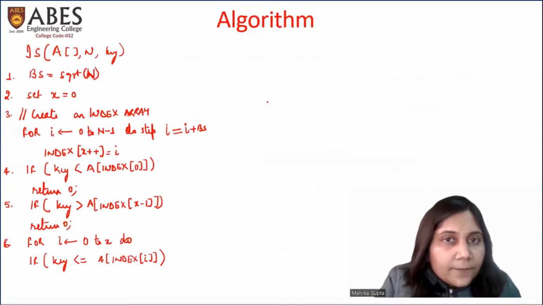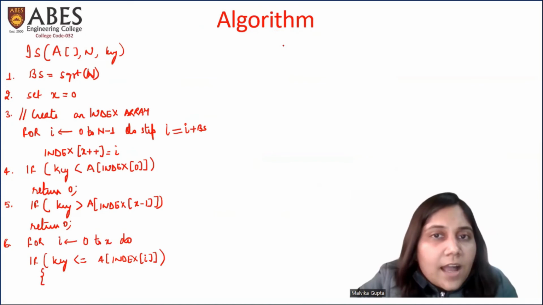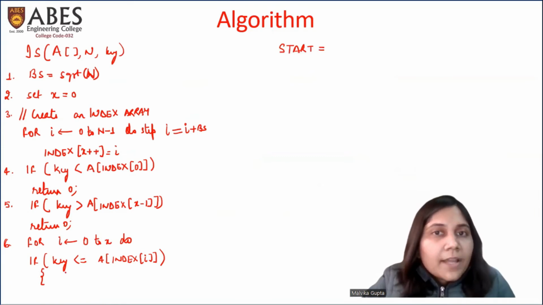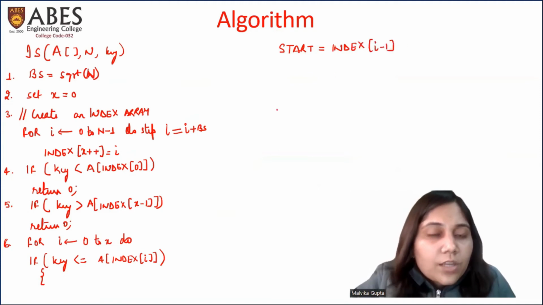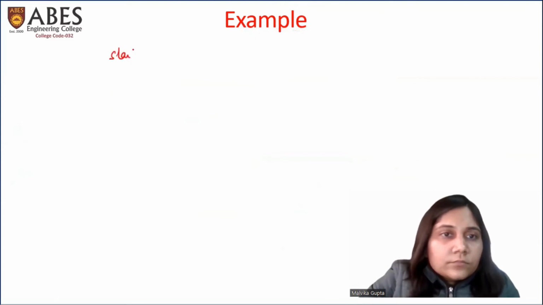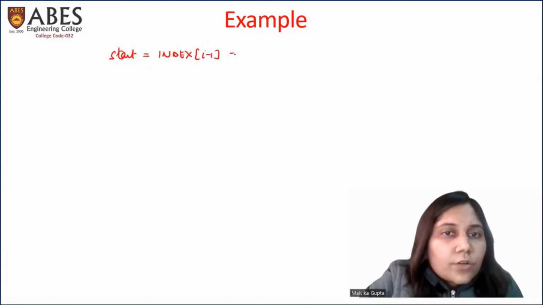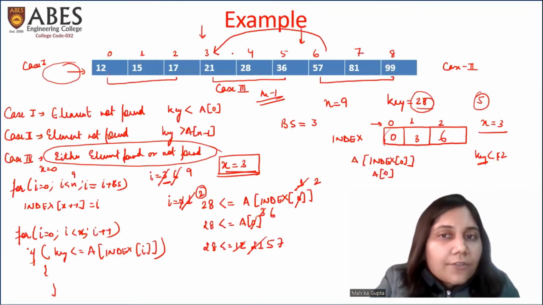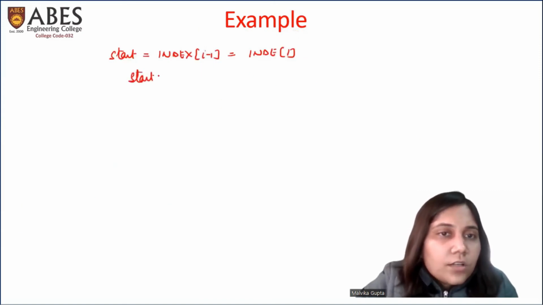So how am I going to write this part? I'm writing it over here. You can check from here. Suppose I'm taking index as start. So I am setting my start as index of I minus 1. If you check the start value, start will be equal to index of I minus 1. My I was 2, so it will become index of 1. At index of 1, what value do I have? Index of 1, I am having 3. So my start is actually equal to 3.